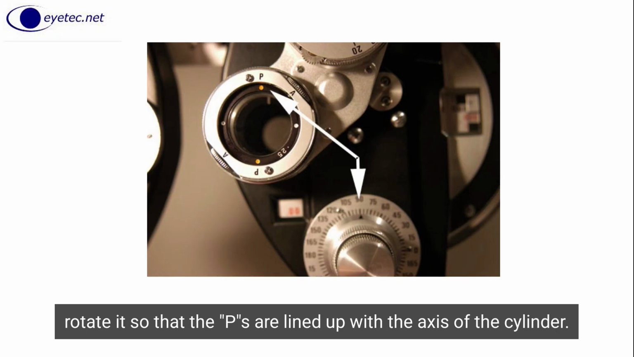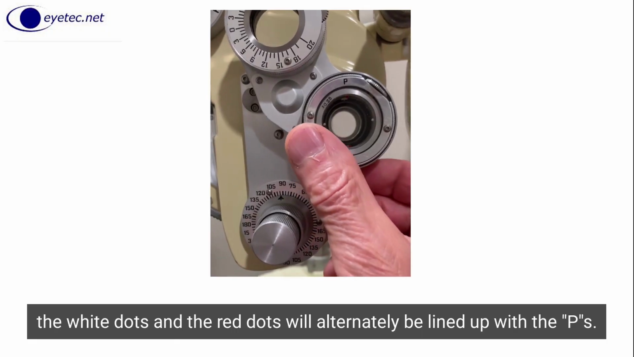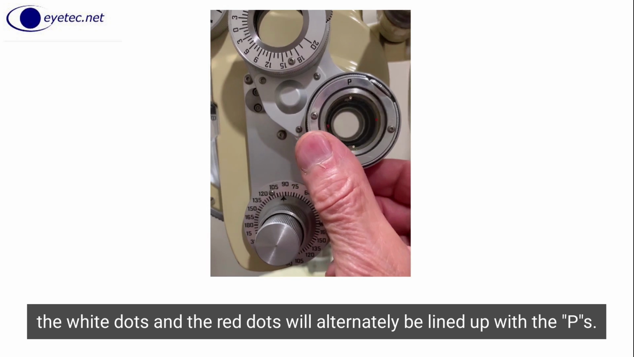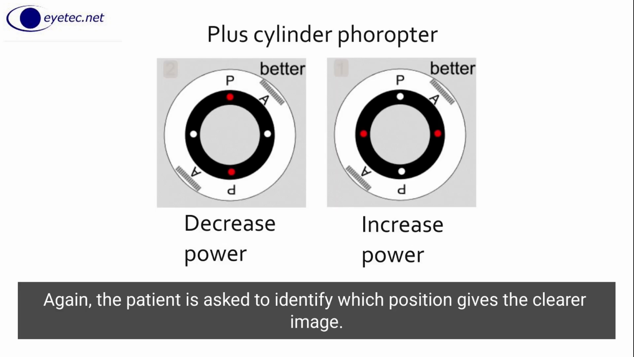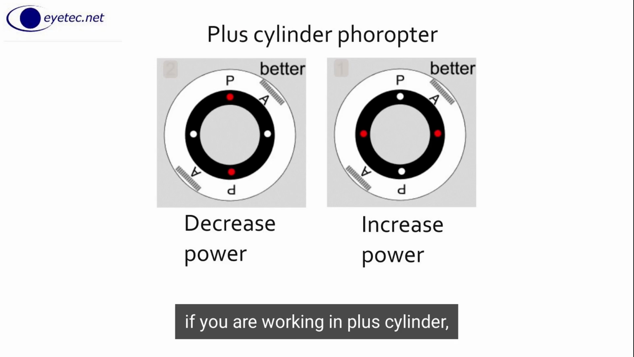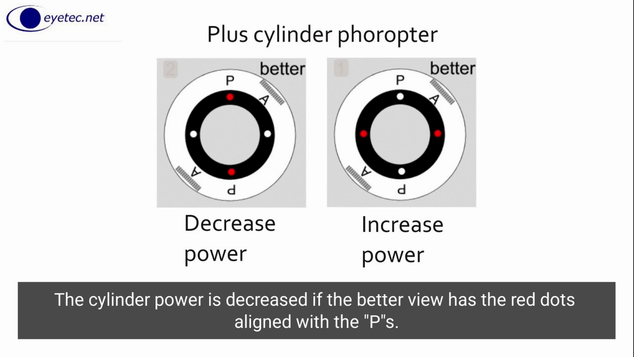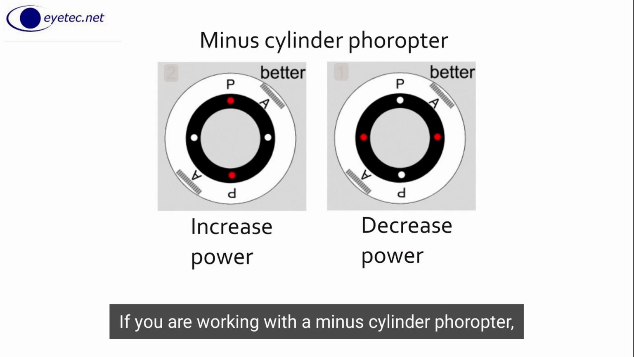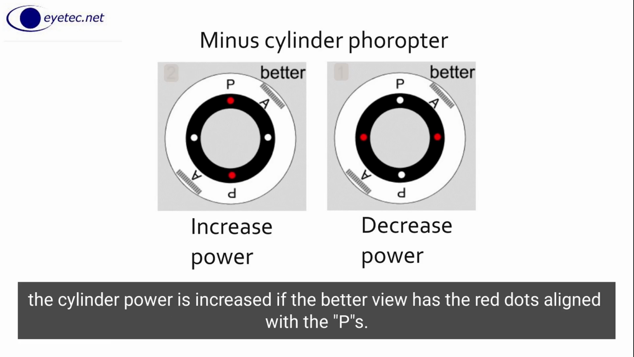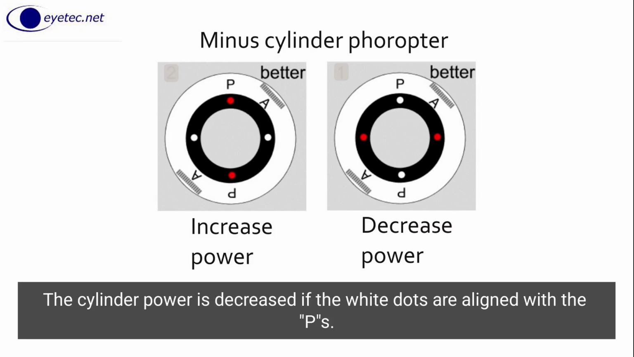cylinder. When the wheel is flipped, the white dots and the red dots will alternately be lined up with the P's. Again, the patient is asked to identify which position gives the clearer image. If you are working in plus cylinder, the cylinder power is increased if the better view has the white dots aligned with the P's. The cylinder power is decreased if the better view has the red dots aligned with the P's. If you are working with a minus cylinder phoropter, the cylinder power is increased if the better view has the red dots aligned with the P's. The cylinder power is decreased if the white dots are aligned with the P's.